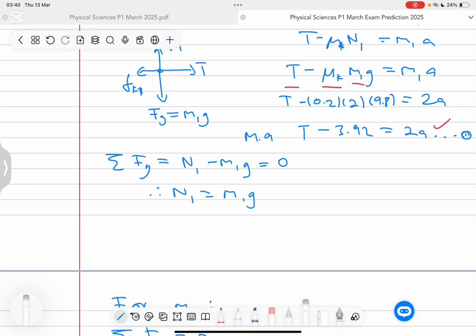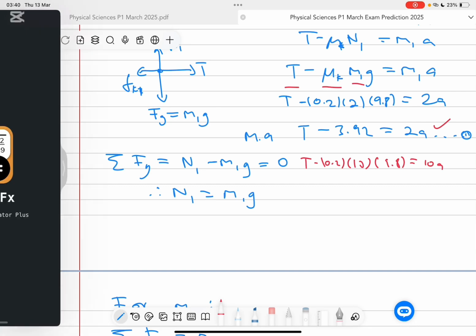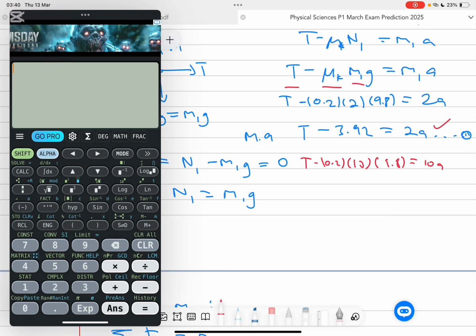Right? That would mean that I'm going to have T minus 0.2. I'm going to have a 2. No, not a 2 anymore. It's a 10 now. We have changed this to 10. Then I'm going to have a 9.8. And on this side, I'm going to have 10a. Now, when we punch our calculator, we will have 0.2 times the 10 times the 9.8. And this will give me T minus 19.6 equals 10a.